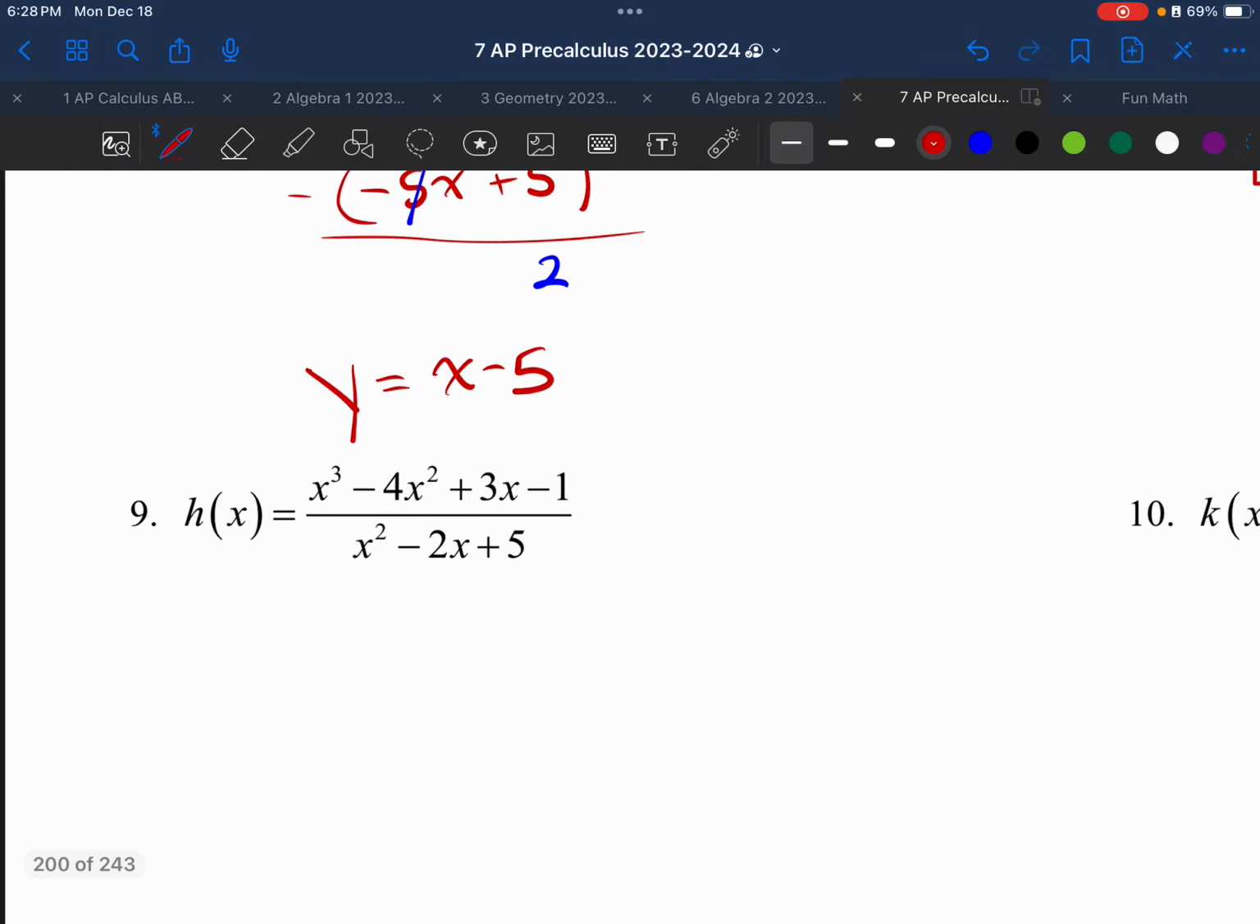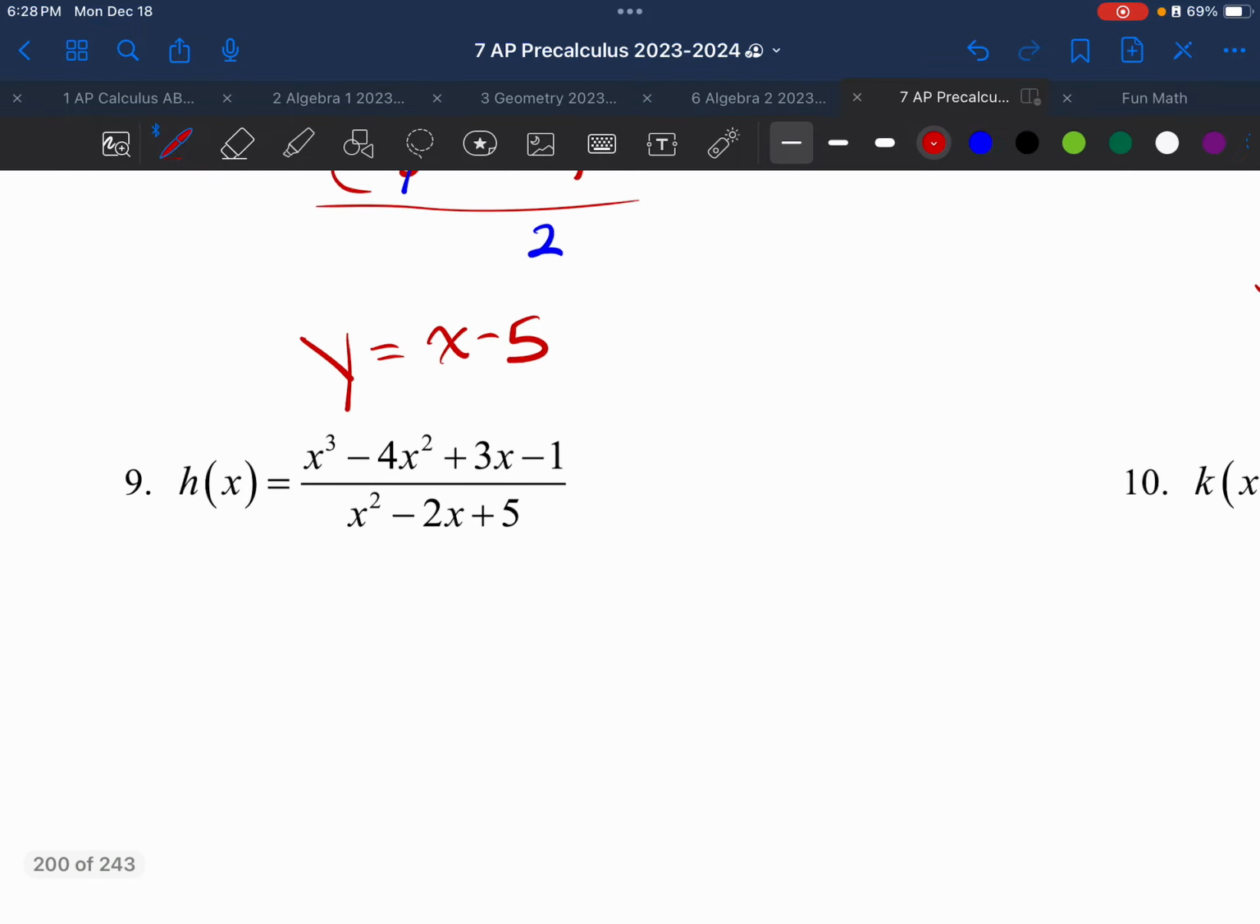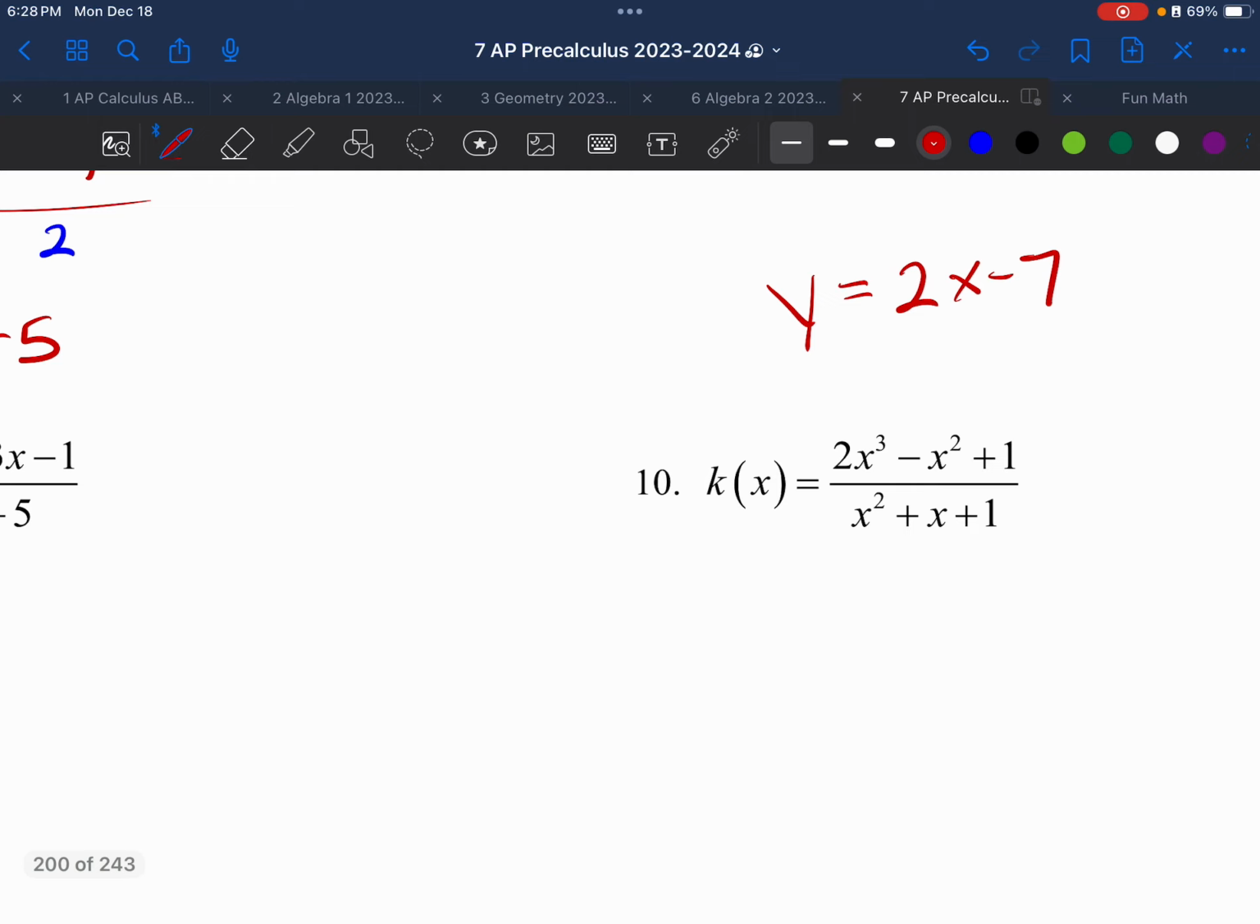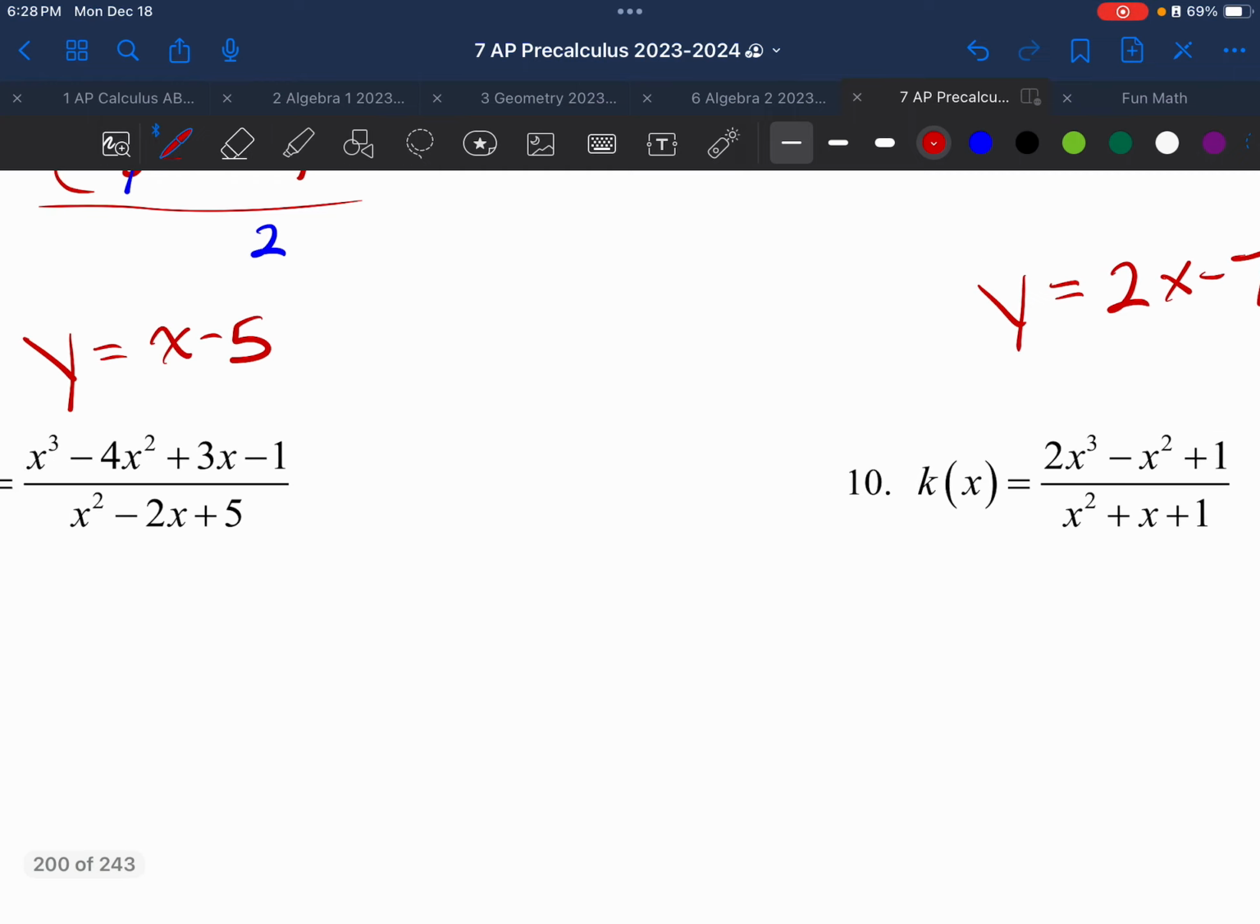In number 9, I want to go back to using long division. It is a larger problem. And just as a note, I'm wondering if it does it. No, it does. Oh, it kind of does it in number 10.